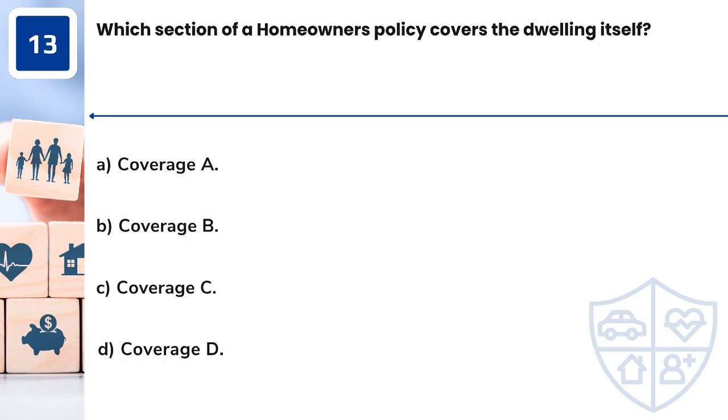Question 13. Which section of a homeowner's policy covers the dwelling itself? A. Coverage A. B. Coverage B. C. Coverage C. D. Coverage D.